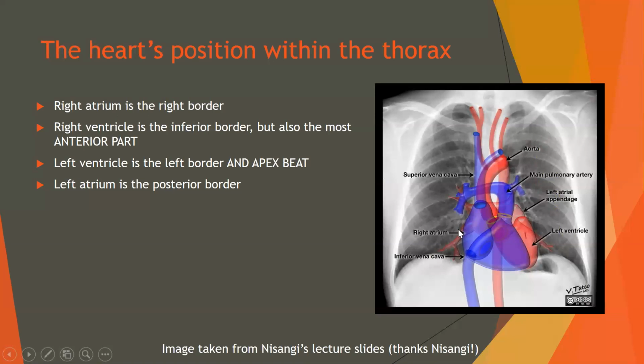So the right atrium makes up the right border on an X-ray, or I guess in terms of the spatial design of the whole cavity. So the right atrium is the right border, the right ventricle is the inferior border, but is also the most anterior part. So I believe we had a question at some point last year, like, what's the most anterior part of the heart? And it's the right ventricle there. The left ventricle is the left border and your apex beat, which is important. And the left atrium is your posterior border, which we can't really see here, and is not so important.